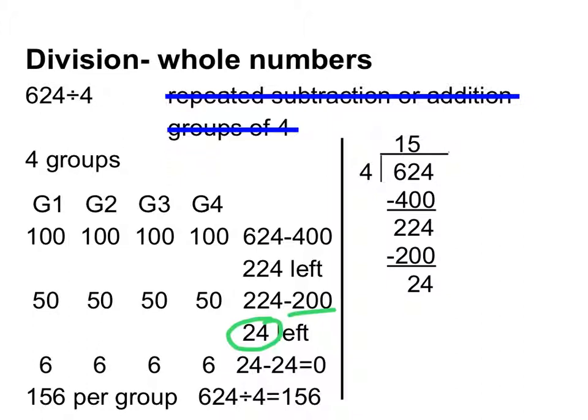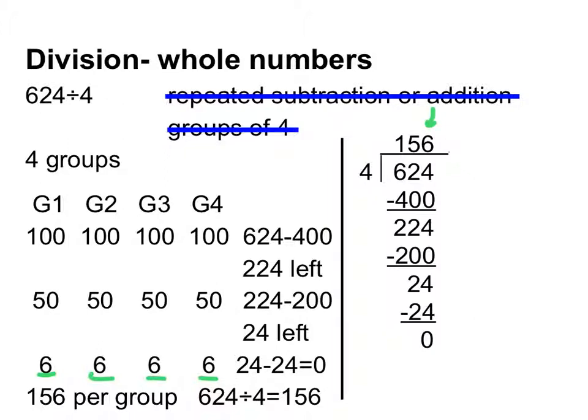So 4 doesn't go into the 2 of the 24, but 4 goes into 24 6 times. So we write the 6 up top. 6 times 4 is 24. We subtract it, we get 0. So this 6 that we put up here is actually a 6 in the ones place, which corresponds perfectly to the 6 that we had over here.